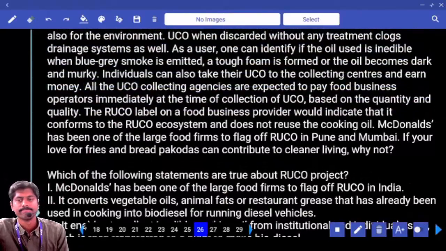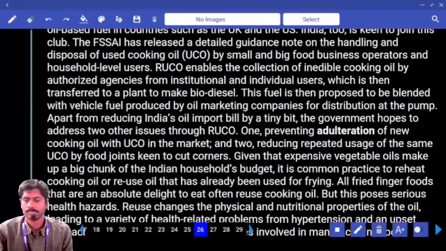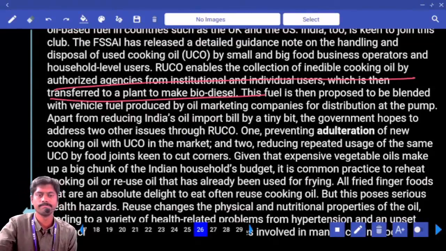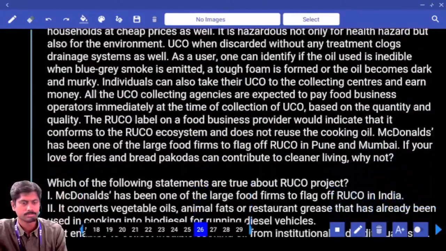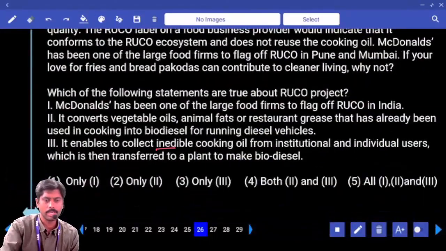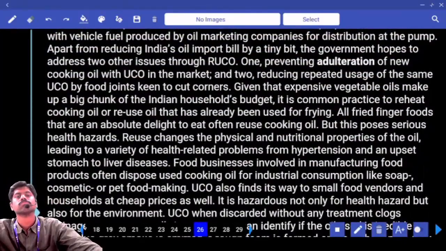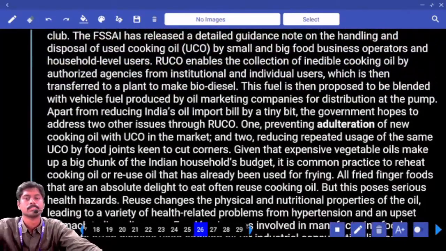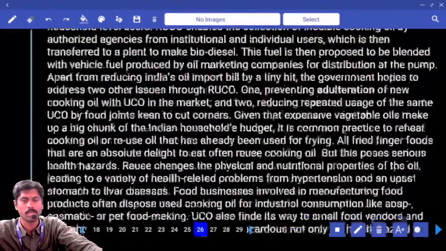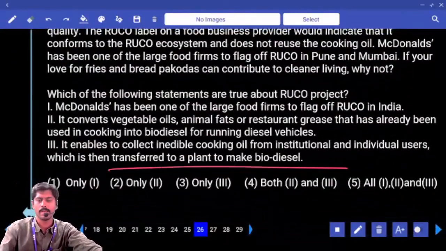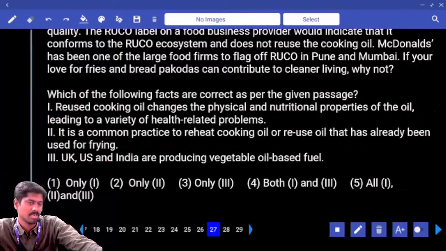Where is this? Below, just below that sentence or same? This one? Ruko enables the collection of inedible cooking oil or edible? Here, okay, inedible cooking oil. By authorized agencies from institutional individual users, which is then transferred to plant to make biodiesel. All are true. Answer 5. Again, correct statement.